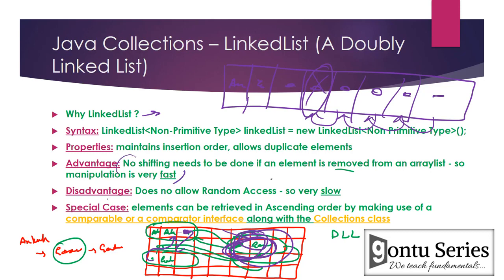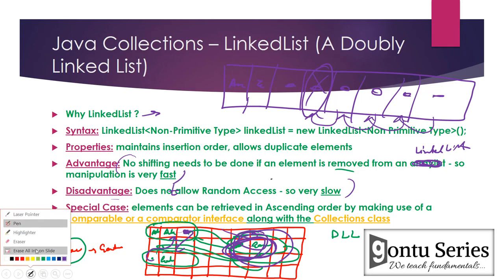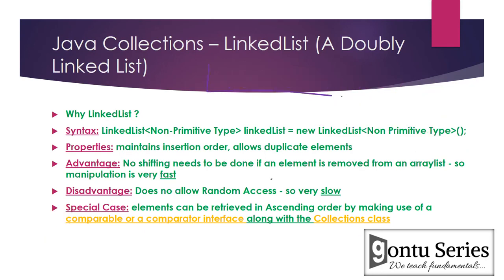Now what does this mean? Disadvantage: does not allow random access, so very slow. This is a linked list, right? What does it mean? It means if you have a linked list and there are 1 billion elements you have stored.